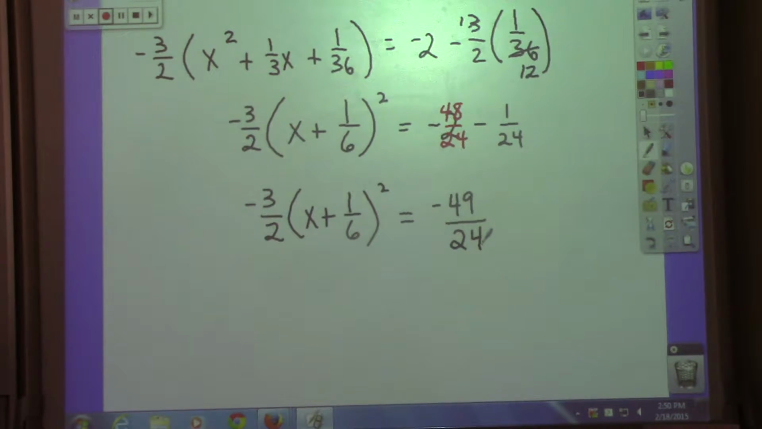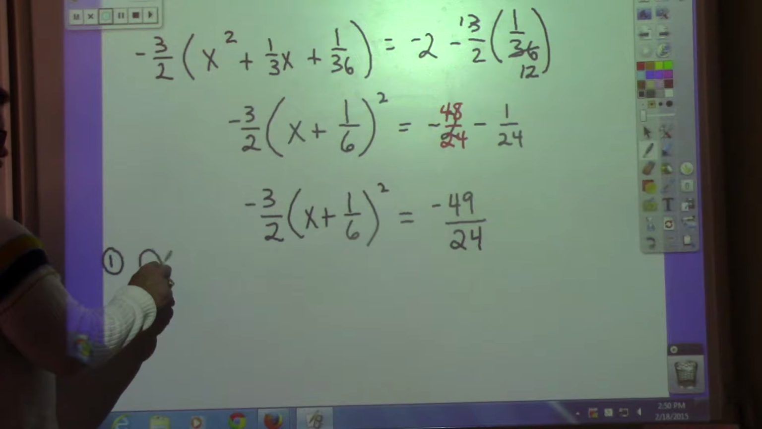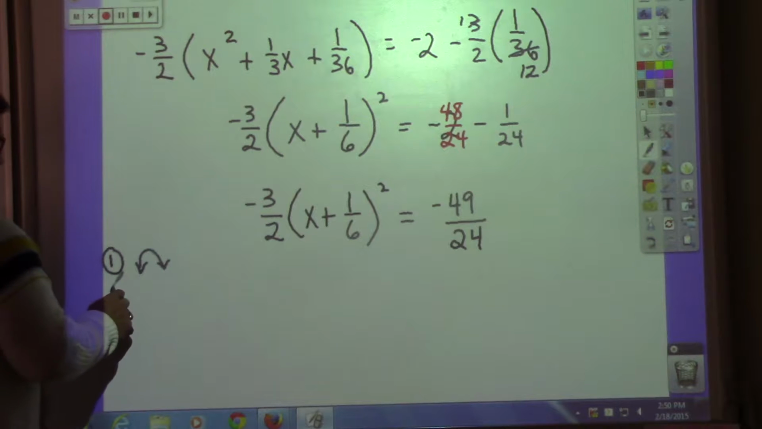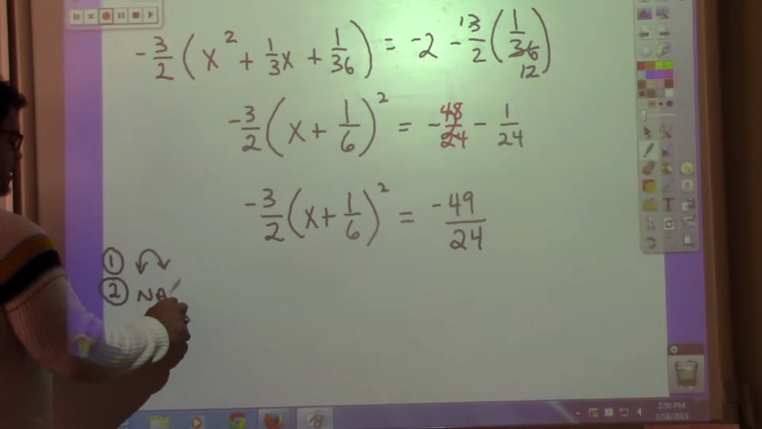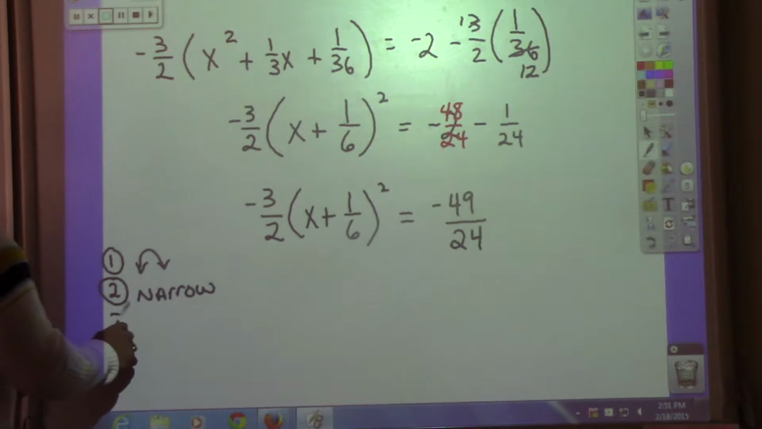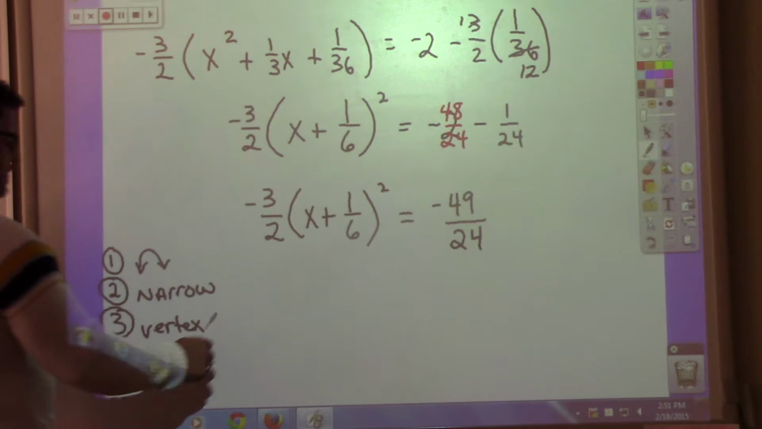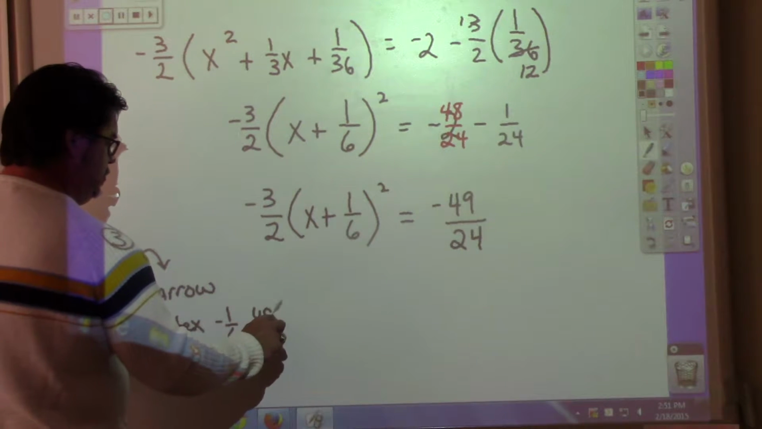Okay, now from that, we can say a lot of things. One, we know that it's opening which way? Downwards. It's opening downwards. What's the 1.5 tell us? It's going to be wide. Wider? No, it's going to be skinny. Narrow, skinny, whatever. We know the vertex is equal to negative 1/6, comma, 49 over 24.